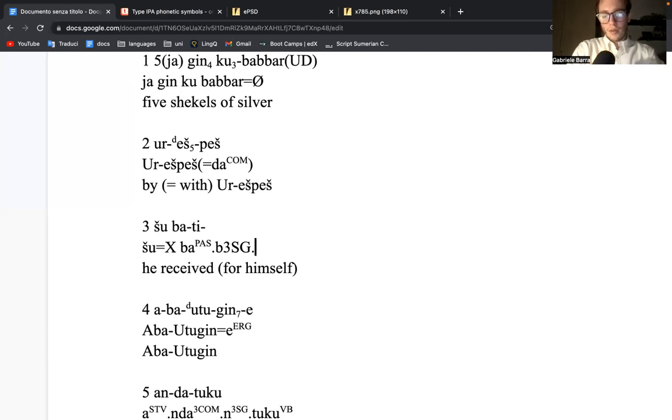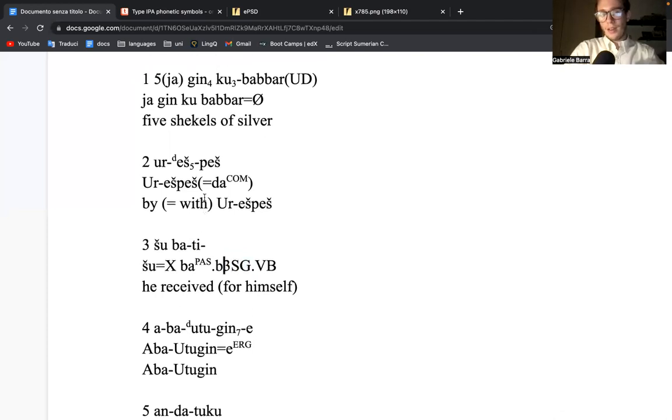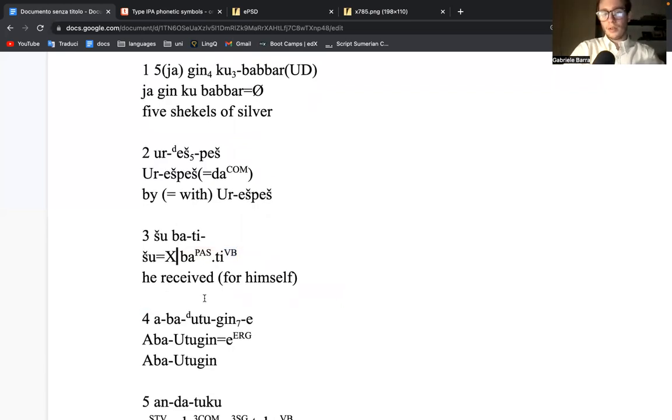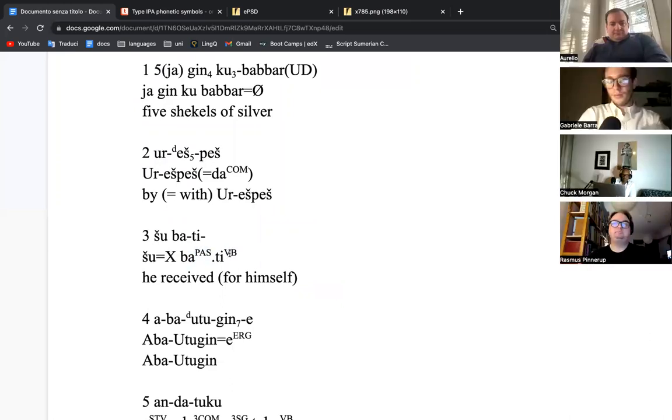But the b is a pronominal infix before the verb, and it stands for the ergative pronoun, and Aba-Utugim is in the ergative, and we have no need for this because the silver is in the absolutive and not in the ergative. So, shubati. And yeah, the subject is not expressed directly. Sorry, the subject of the verb is not expressed inside of the verb.